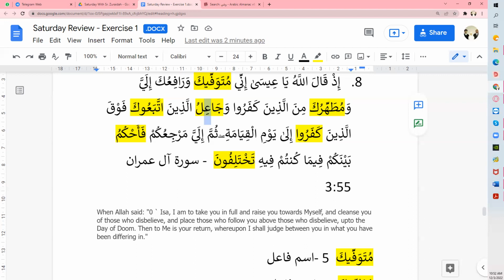But if this is, let's say, an amar, and there was a sukun here, right? The amar, so it says what? Kafaru wa ja'ilu: cleanse you of those who disbelieve and place, make those who follow you above those who disbelieve. I think it's amar.